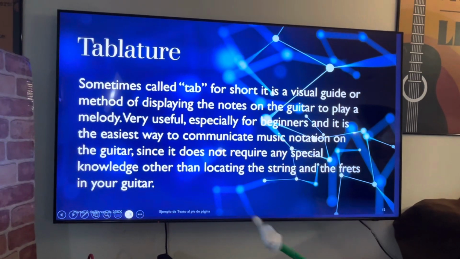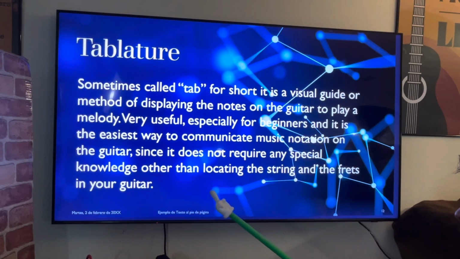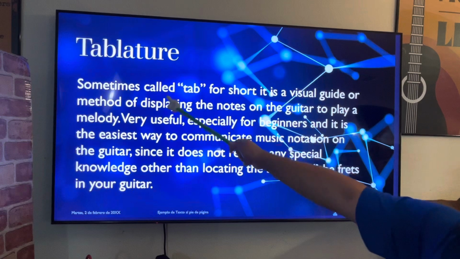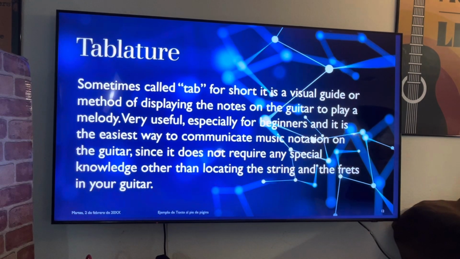Now we're going to move on to another way of reading music. Tablature, sometimes called tabs. I call them tabs. It's almost similar to the chord diagram, but not really. It has its own special way of reading it, and reading it is going to be more like a graph. So this way is really useful to learn scales.